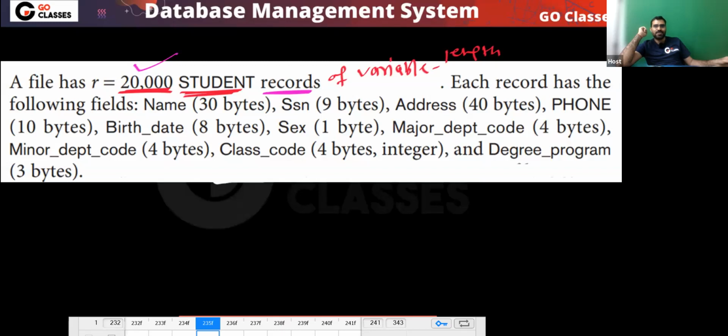Priya, different fields have different percentage. So we have to do that. Column by column. Yes, very good. We have to do column by column.